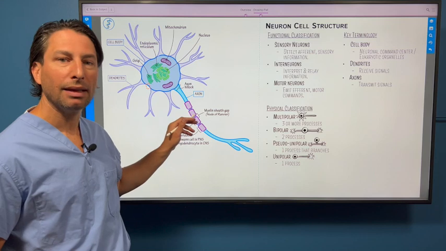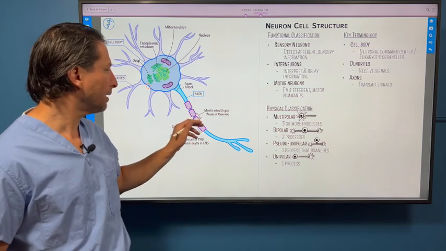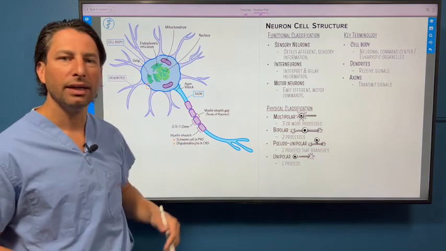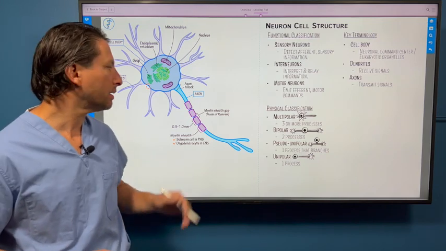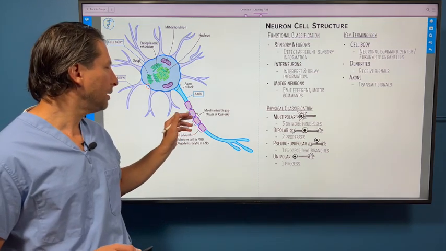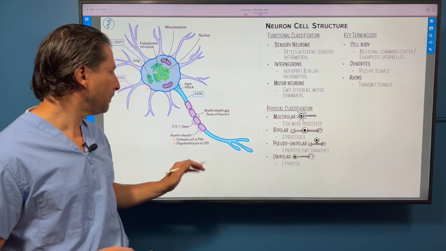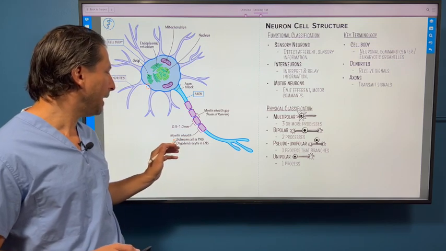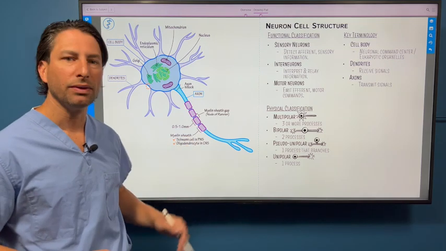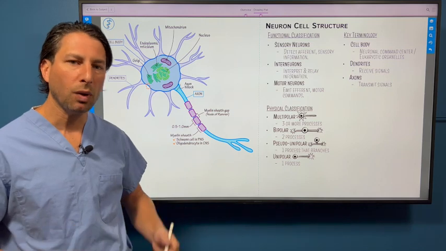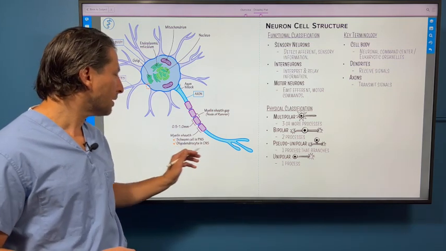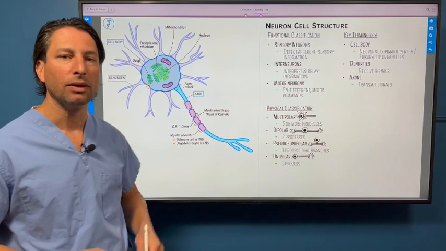And then we see the myelin sheath wrapped around the axon. These are these nodes of Ranvier. There's this concept of saltatory conduction, where the conduction skips between these different nodes. Remember or know that the myelin sheath in the peripheral nervous system is produced by Schwann cells, and in the central nervous system is produced by oligodendrocytes.